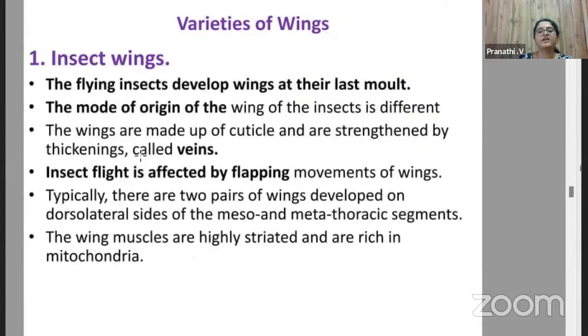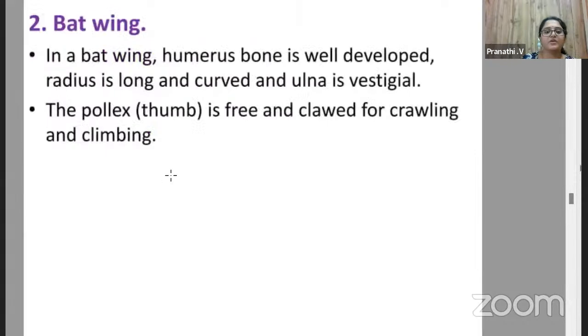So again, you have different kinds of wings over here. Insects' wings are affected by flapping. They keep flapping, and so the dorsolateral side of the meso- and metathoracic segments develop into wings. And you have the bat wing, wherein the humerus and the radio-ulna, which are the bones in the hands usually, are modified. So the humerus is developed. The radius and ulna, the ulna is vestigial, whereas the radial bone is basically long and curved. Pollex, that is a thumb, is free and clawed for crawling and climbing.